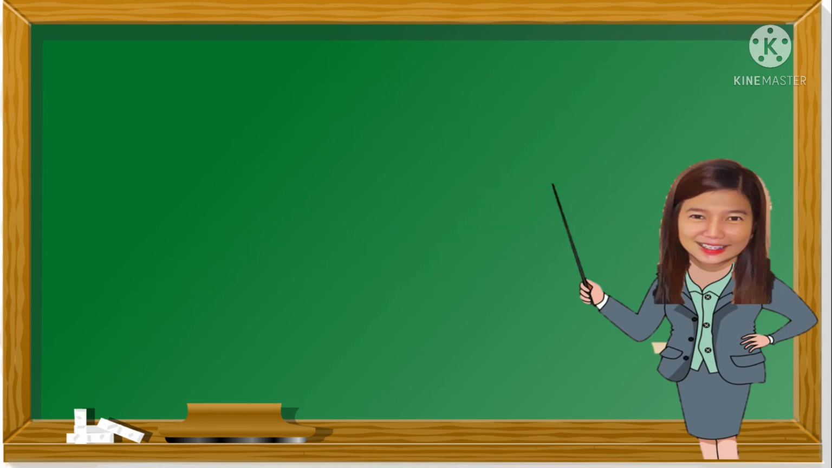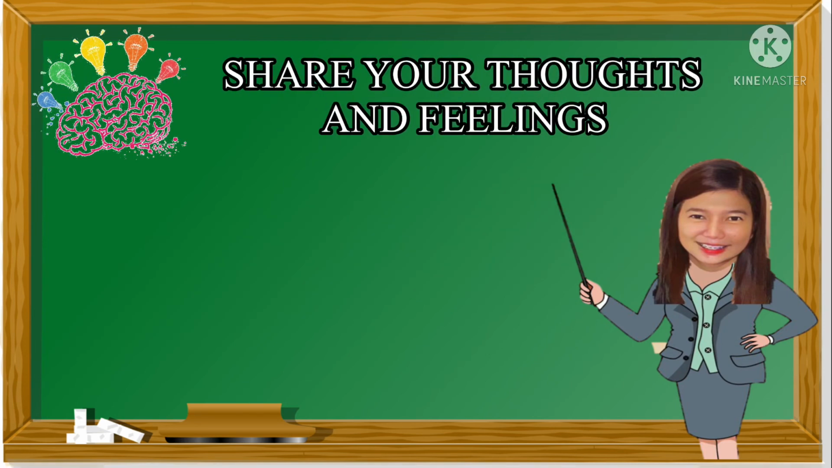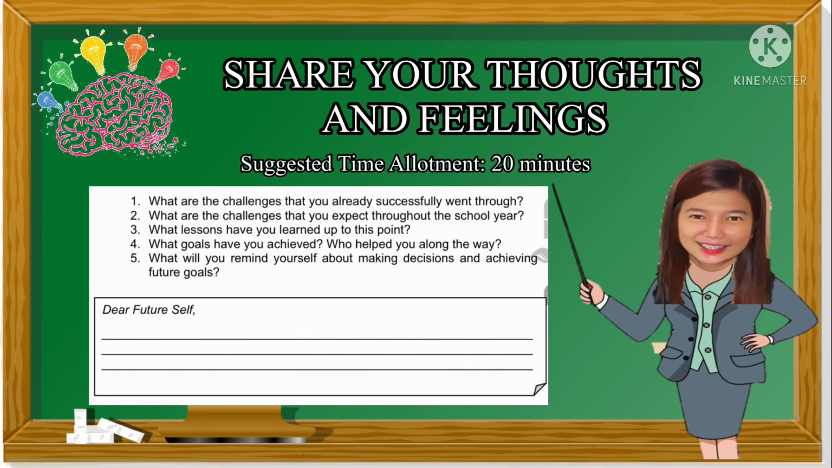For our last activity, share your thoughts and feelings. You have 20 minutes to answer this activity. On a sheet of paper, write a letter for your future self to be reopened and reread at the end of the school year. Consider the following questions in writing your letter. Number 1. What are the challenges that you already successfully went through? 2. What are the challenges that you expect throughout the school year?